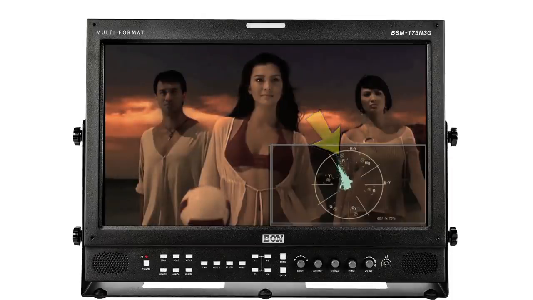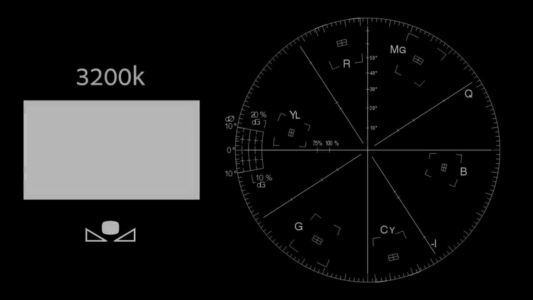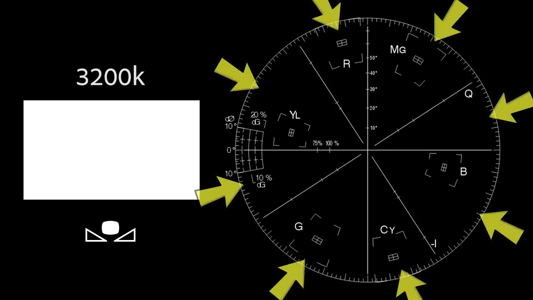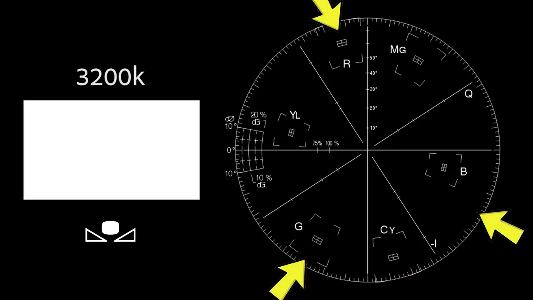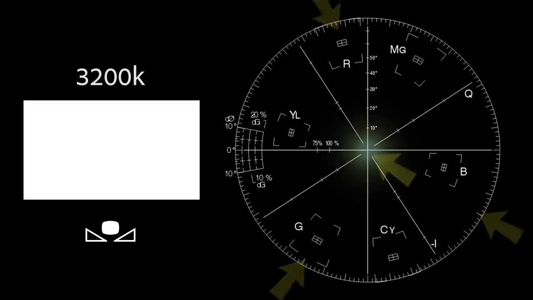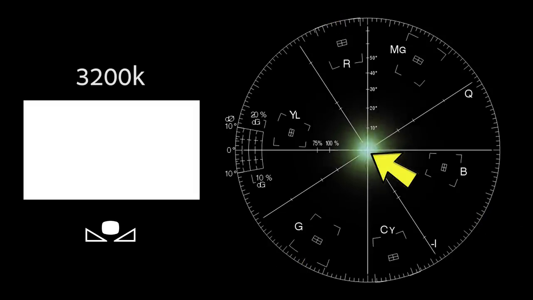This is the best and most accurate way to read the color of the image you are shooting. The scope is split into triangular slices. Each slice represents a color. The three important ones are red, green, and blue. This indicator, known as the cathode, a term left over from old tube scopes, appears at the scope's center.